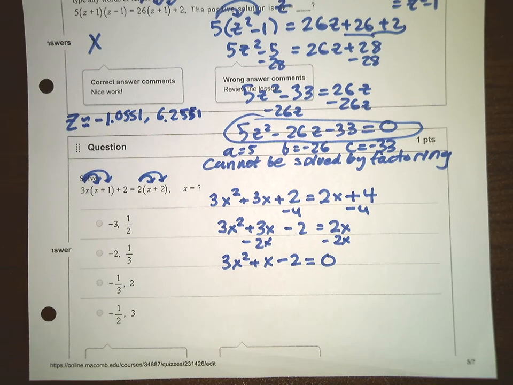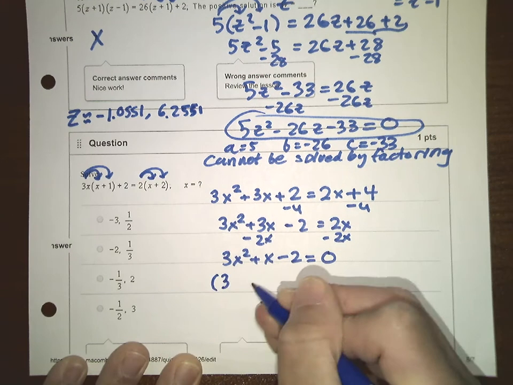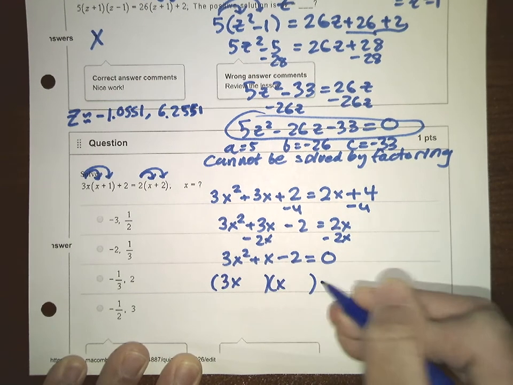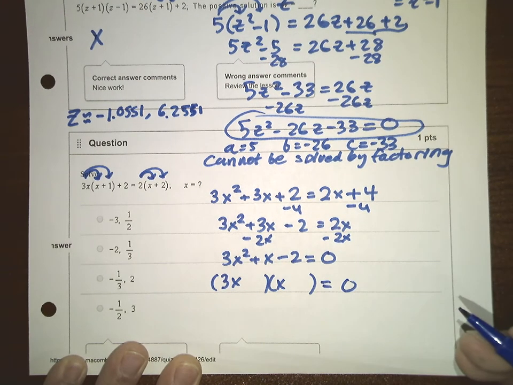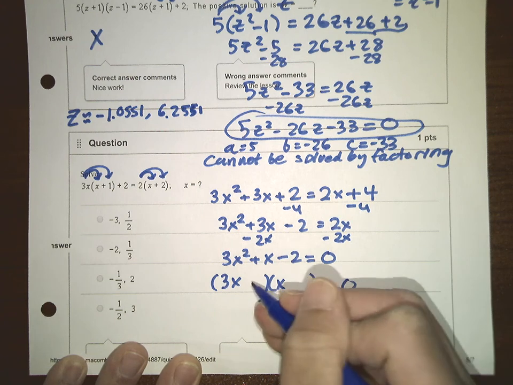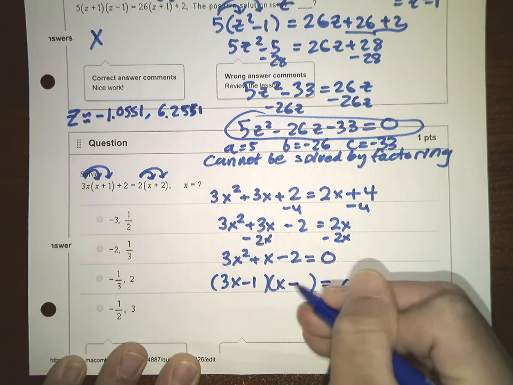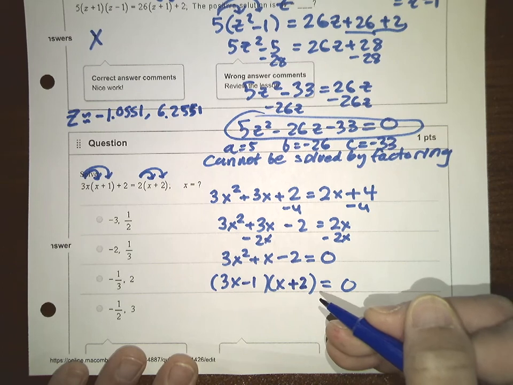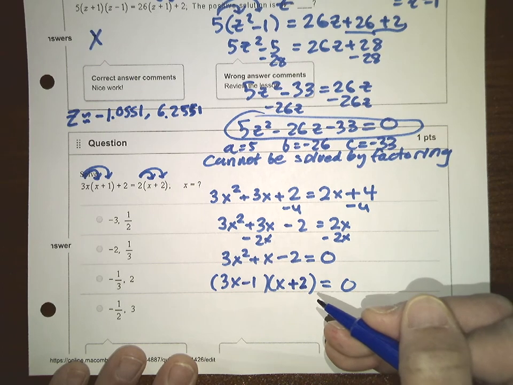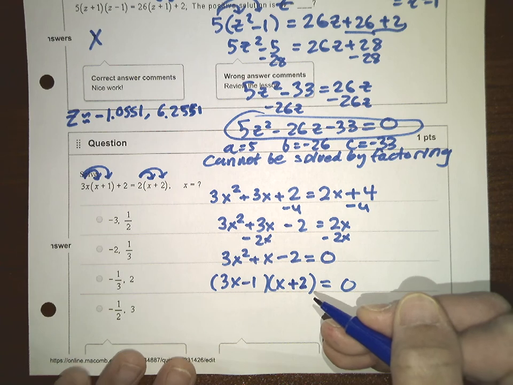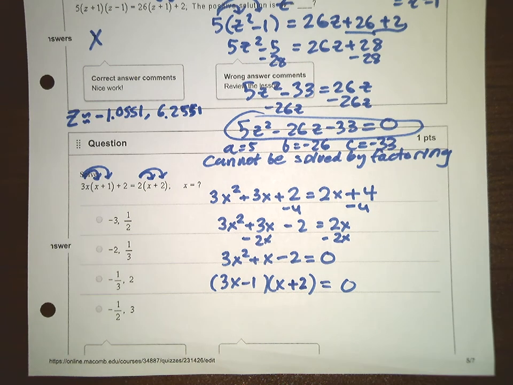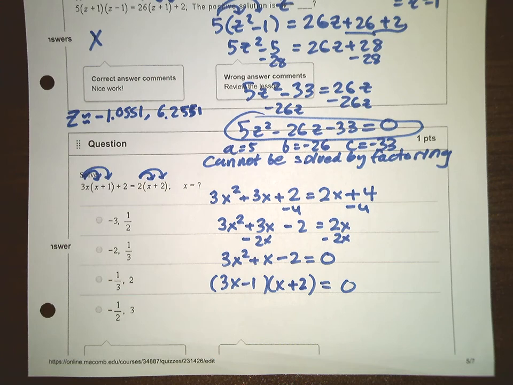And then I can go ahead and factor this one. So we have 3x and x equals 0. And then what will that be? A minus 1 and a plus, that can't be right. Sorry, that was me writing the wrong thing here. So give me a second to get the white out.